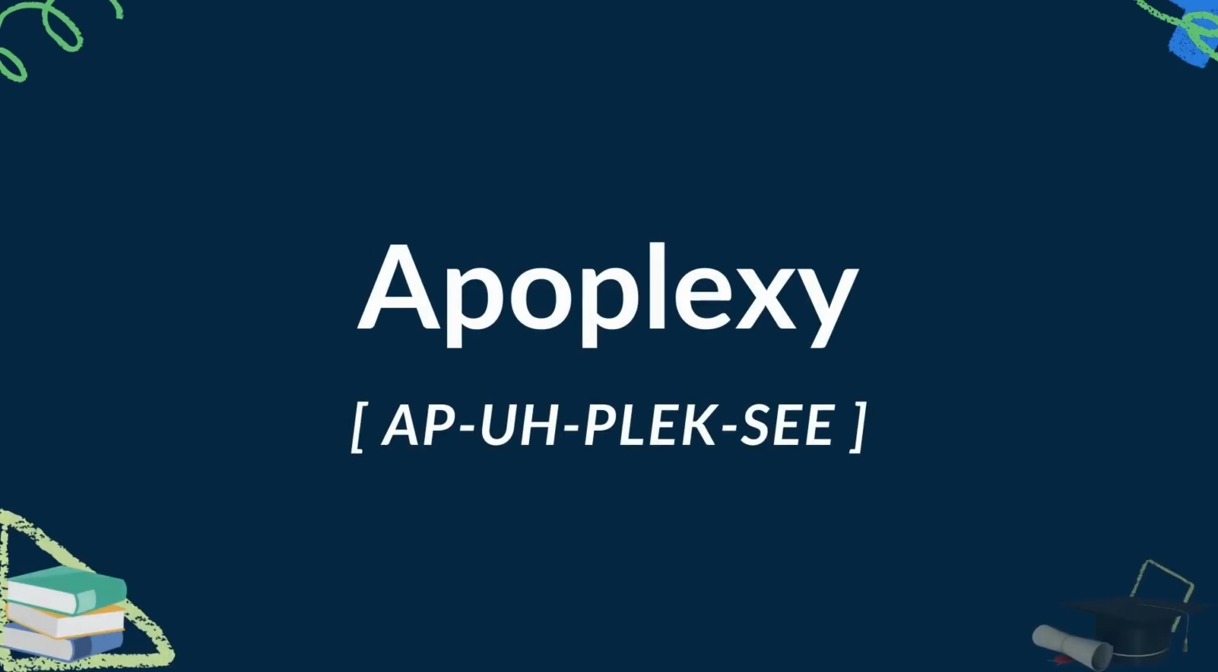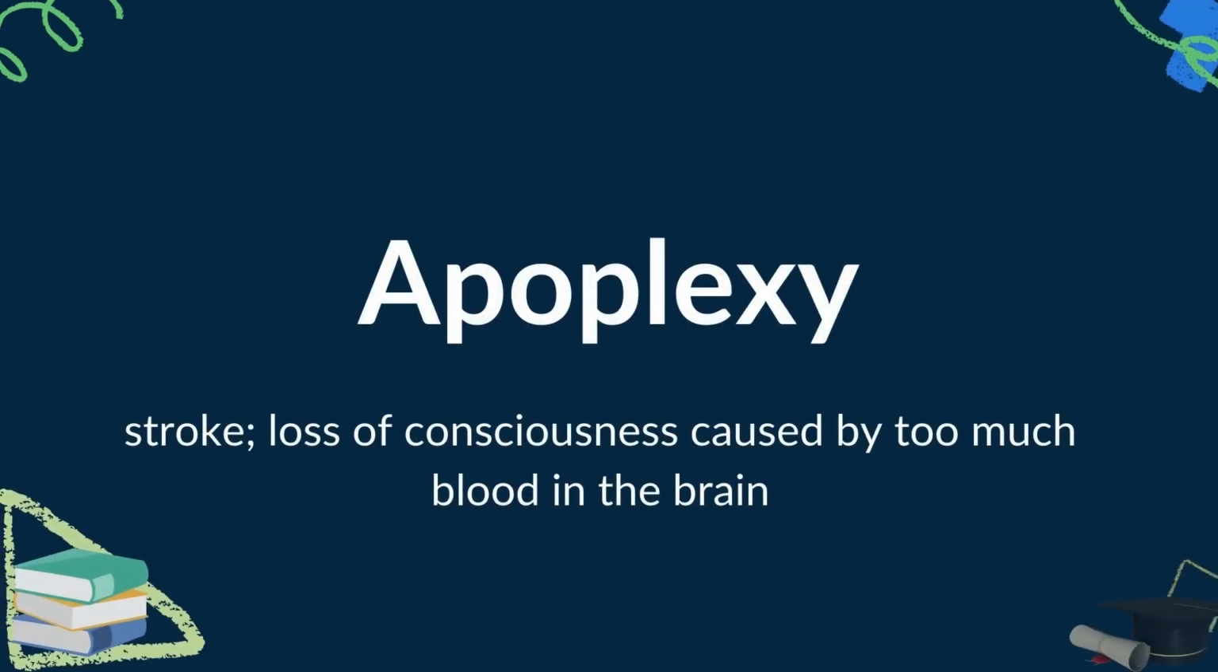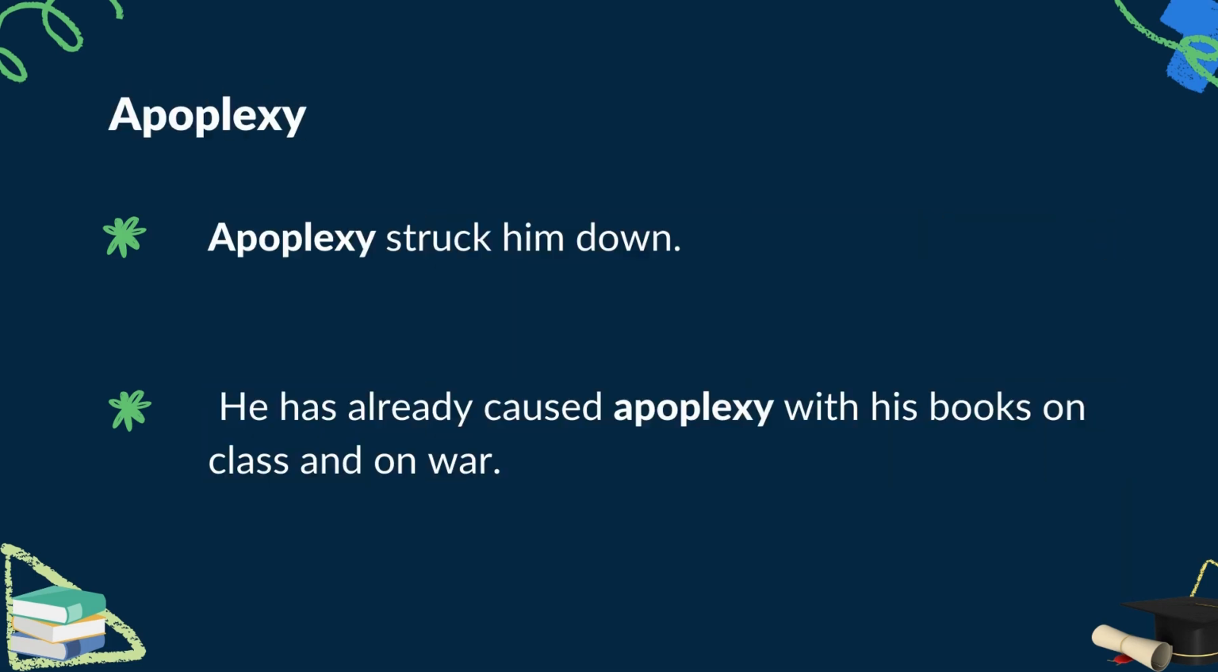The next word is apoplexy. A-P-O-P-L-E-X-Y. Apoplexy. Apoplexy means stroke, loss of consciousness caused by too much blood in the brain. Here are some ways you can use the word in a sentence. 1. Apoplexy struck him down. 2. He has already caused apoplexy with his books on class and on war.